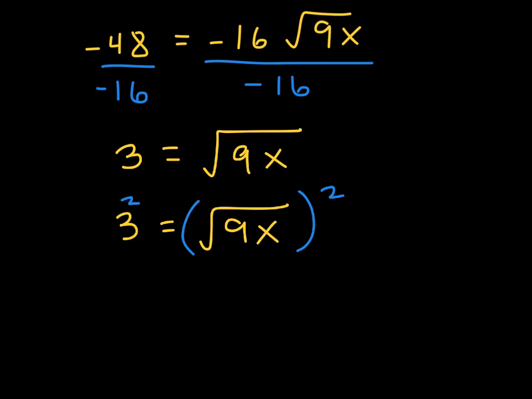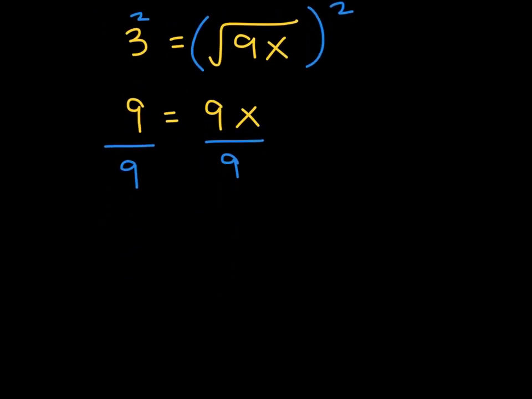The left-hand side is 3 squared, which is 9. The right-hand side is just 9x. This is a linear equation. We can solve it by dividing both sides by 9, and we get a proposed solution of x equal to 1. Okay? 1 is equal to x, which is the same thing as saying x equal to 1.